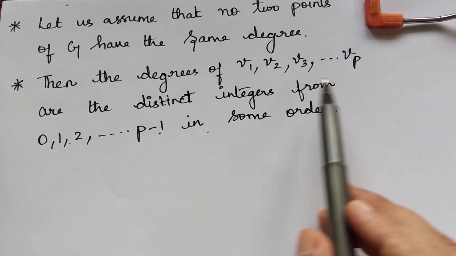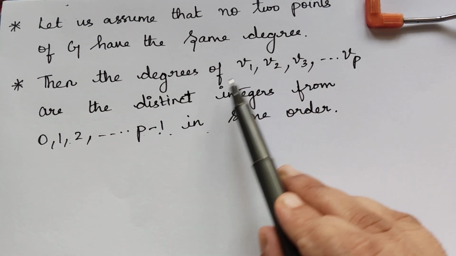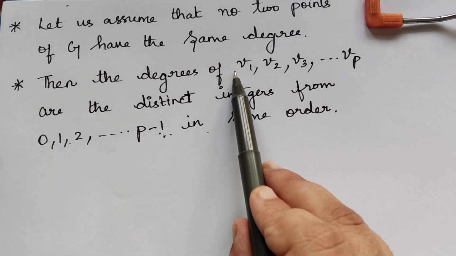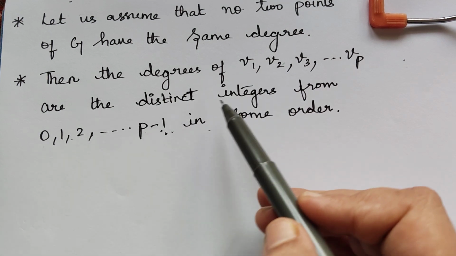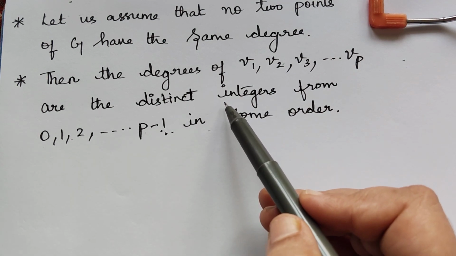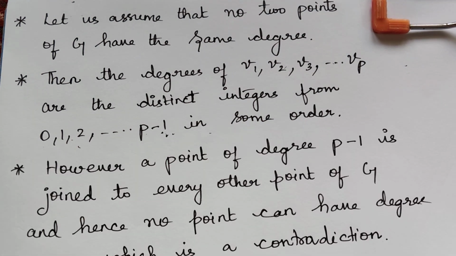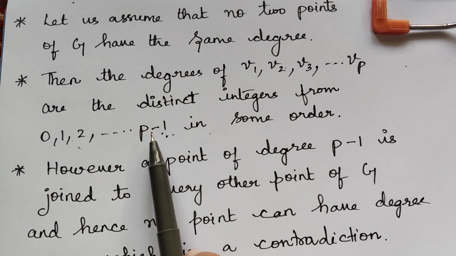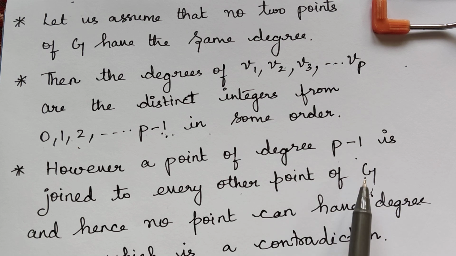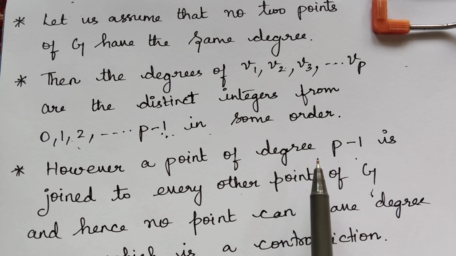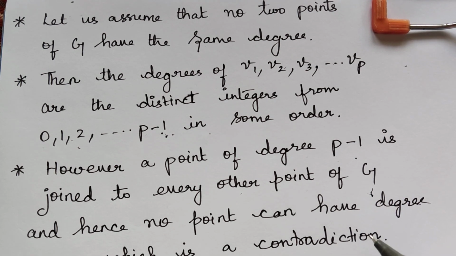It is not necessary that they should be in the correct order. In some random order it may change, but it will lie only from 0 to p minus 1, and each is distinct since we have assumed that no two points have the same degree. However, a point of degree p minus 1 is joined to every other point of G, and hence no point can have degree 0, which is a contradiction. If one vertex has degree p minus 1, it is joined to every other point of G. So how can we have a vertex with degree 0? We cannot have an isolated point in that case.